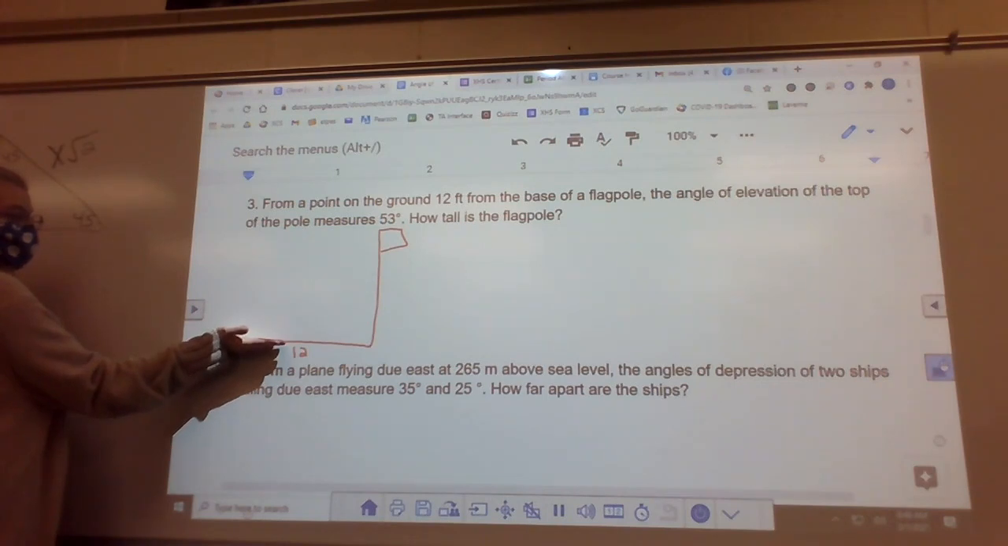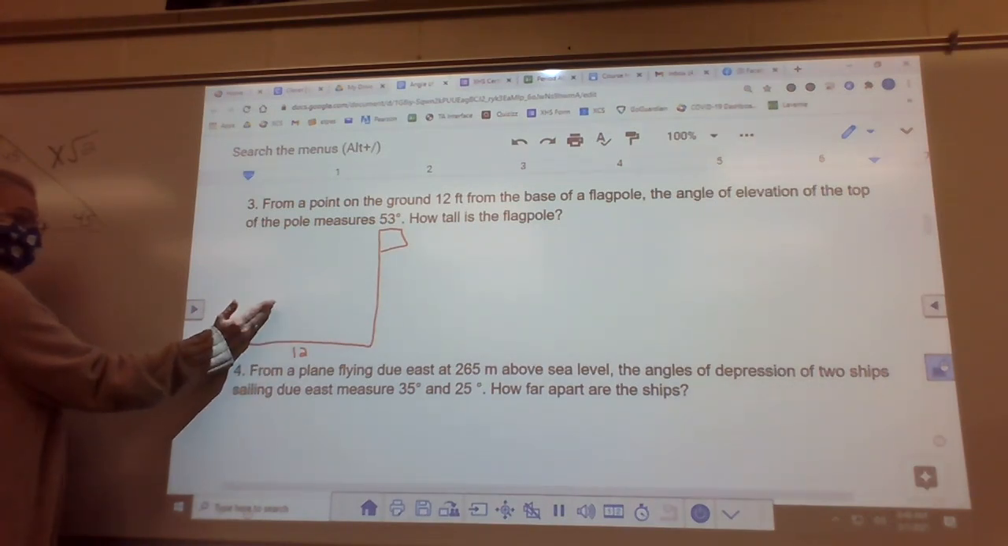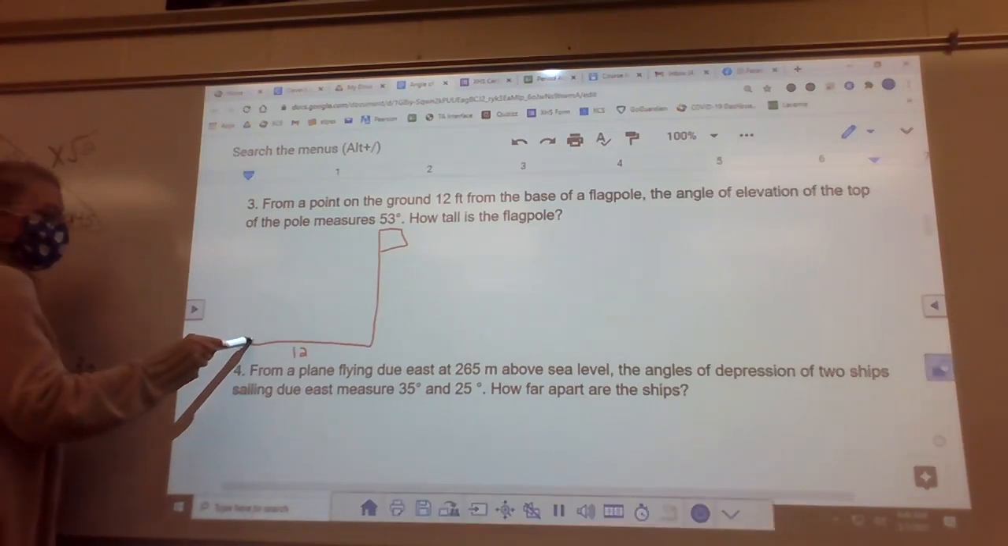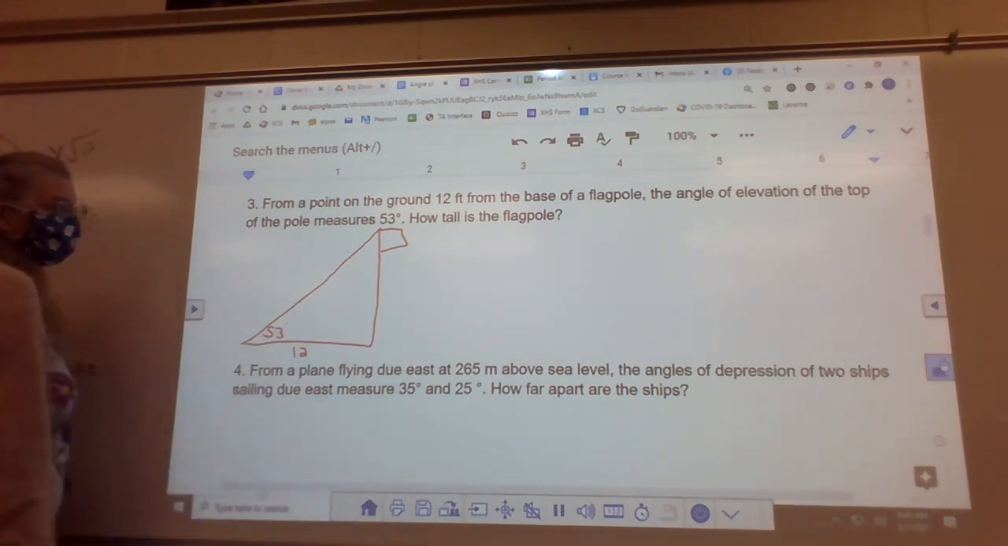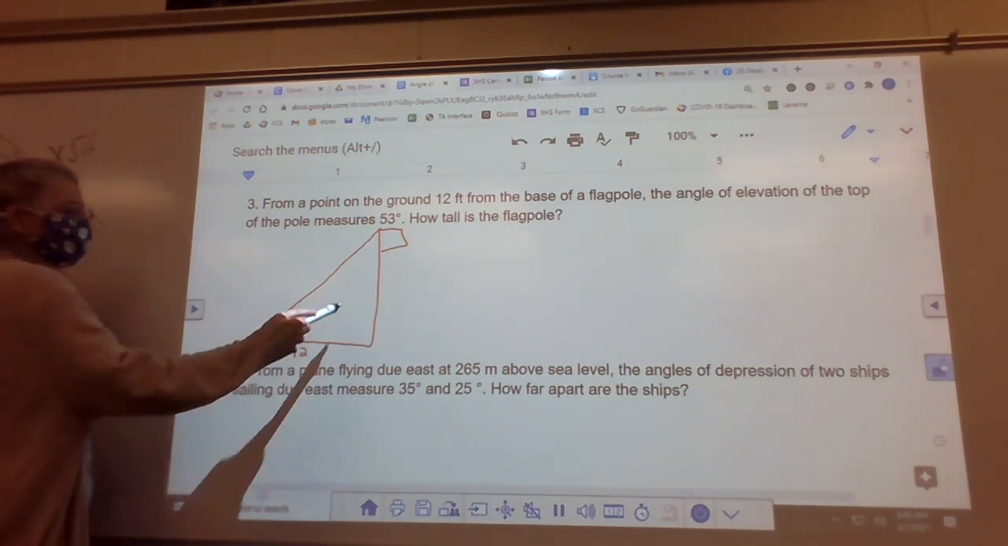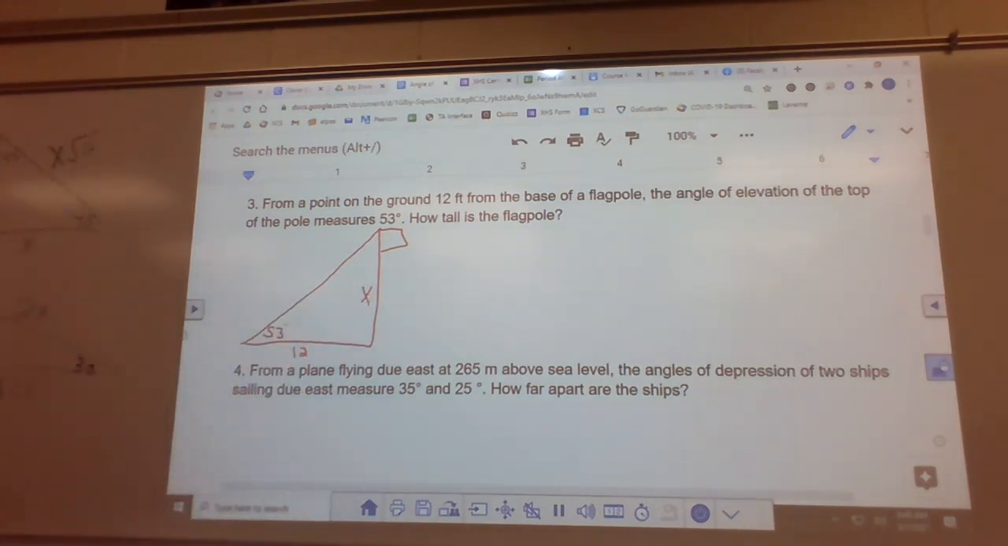So we're standing here. We have an angle of elevation. So if I look up 53 degrees, I can see the top of the flagpole. And I want to know how tall is the flagpole. So that's X. So that one's about as straightforward as they can get. Not a whole lot of surprises there.